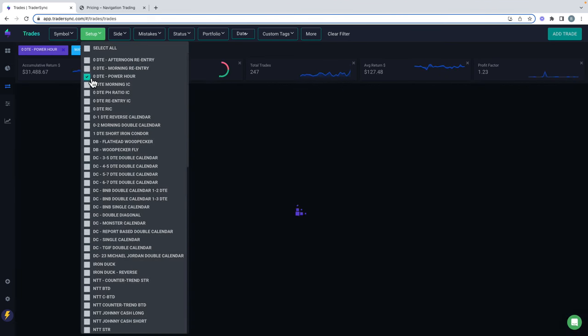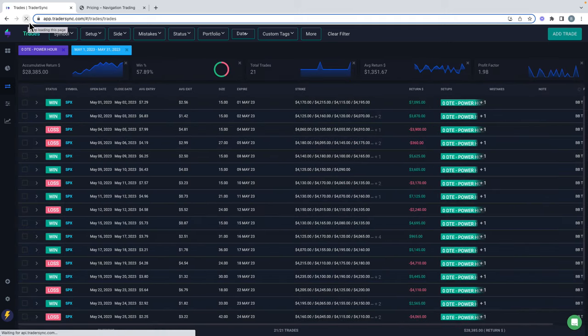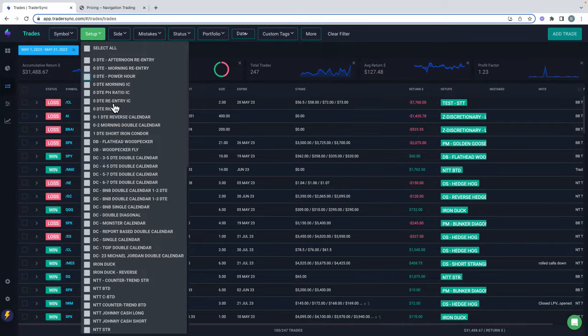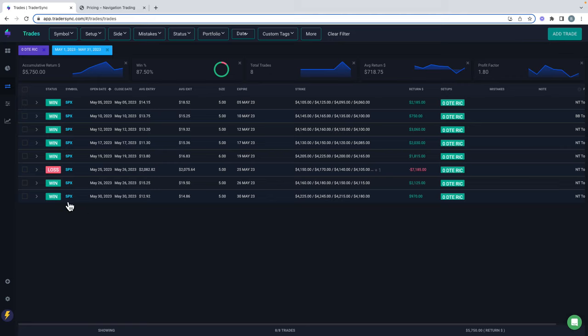Power Hour, as I mentioned, continues to be our workhorse when it comes to the profitability, over $28,000 in profits just on that Power Hour strategy. And then lastly, the last one was our RIC strategy. So a little over 5,700 on our RIC. Eight total trades, only one loser, but it did happen to be a pretty sizable loser, but still over 5,700 in profits on our RIC strategy.